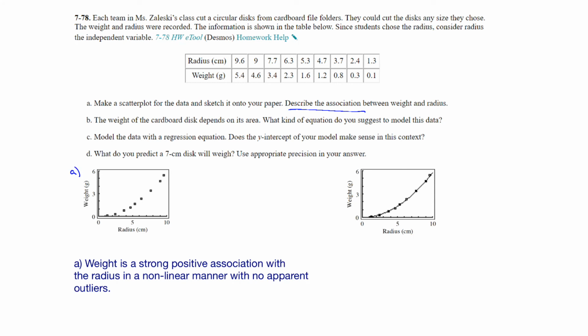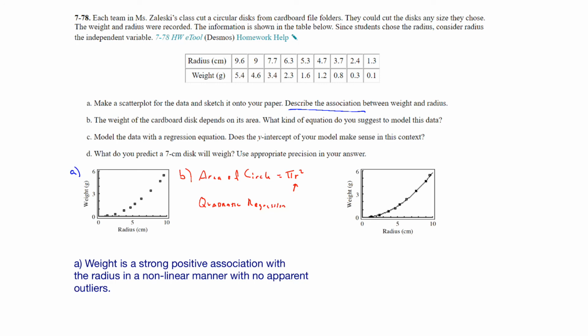Now the next part on B, it says the weight of the cardboard disc depends on its area. What kind of equation do you suggest to model this data? So we know it's some type of curve, but if you remember about area of a circle, it's equal to pi r squared. So what kind of model would that represent? Well, dealing with squared, that would be a quadratic model. So we could do a quadratic regression. At least try a quadratic regression to see if it's a good model for the data.